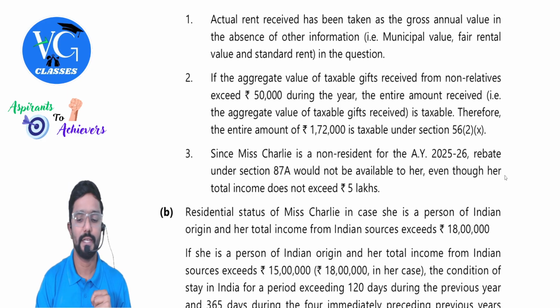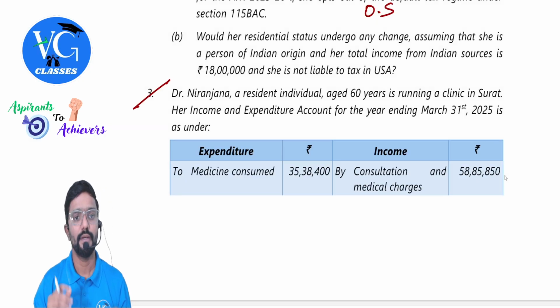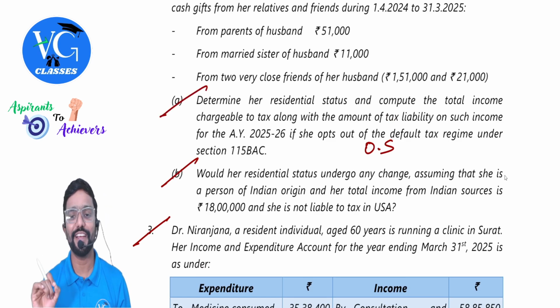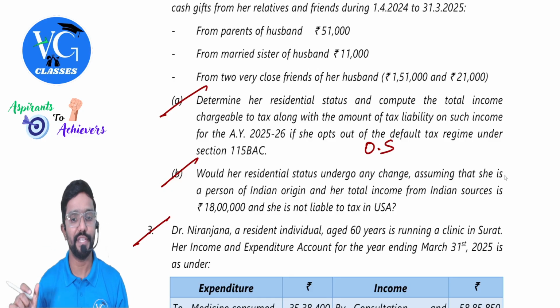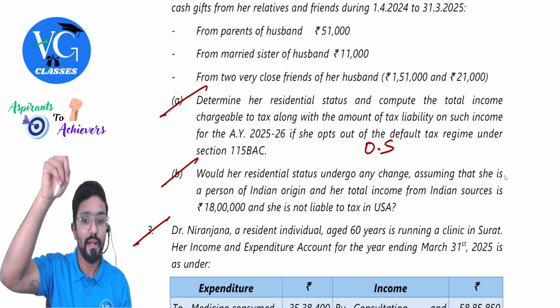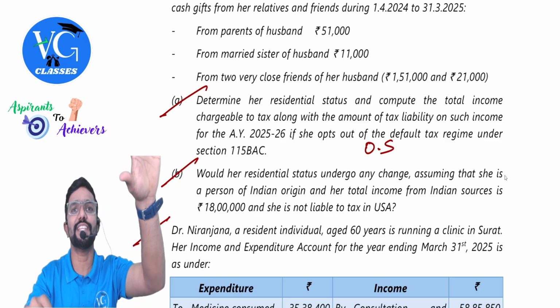Yes. Let us go to question number 3, 2B. Yes, yes. Good. You guys are alert. Would her residential status undergo any change, assuming that she is a person of Indian origin and her total income from Indian sources is 18 lakh, more than 15 lakh, and she is not liable to tax in USA? Tricky question.